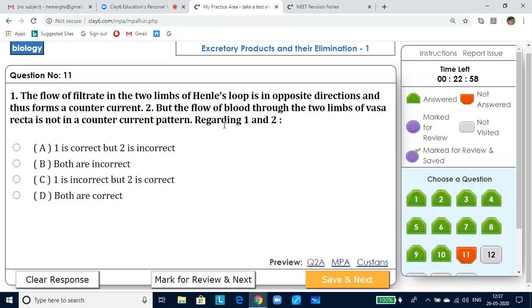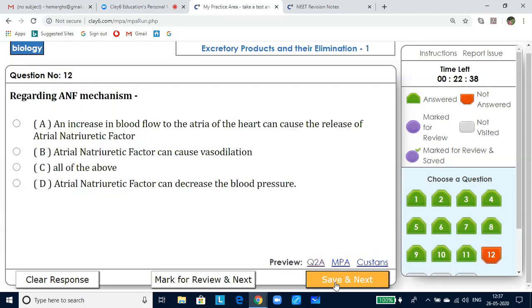The flow of filtrate in the two limbs of Henle's loop is in opposite direction and thus the counter current. That is true. But the flow of blood through the two limbs of vasa recta is not in counter current. This is wrong. Even there it is in counter current. So 1 is correct, but 2 is incorrect. Regarding ANF mechanism, all of the above are correct.